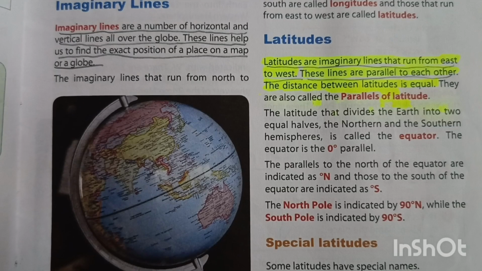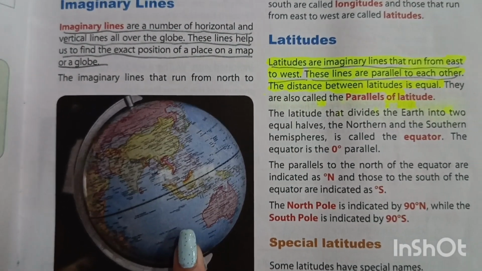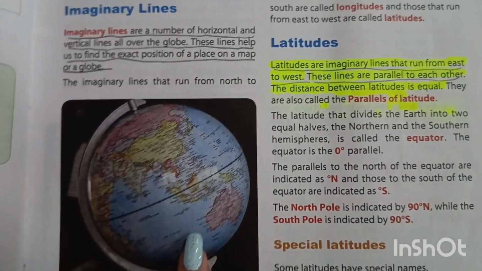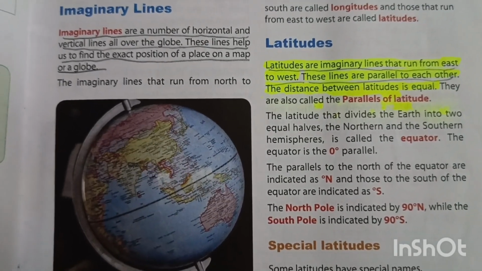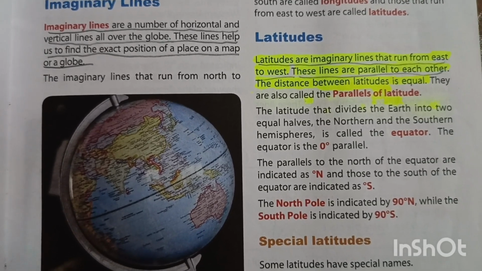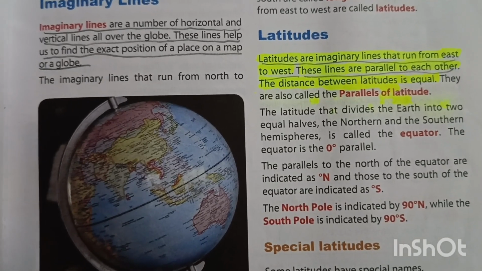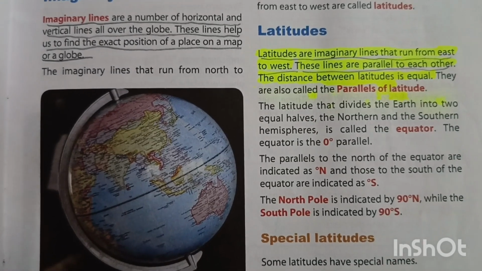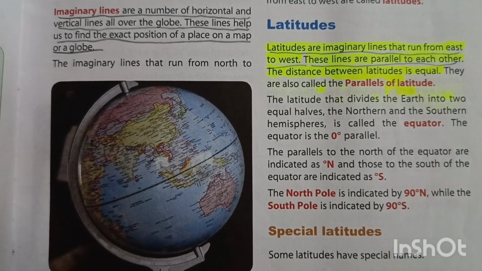Now, the latitude that divides the earth into two equal halves is known as the equator. Which two halves? Northern and southern hemisphere, right? The equator is the 0 degree parallel. The parallels to the north of the equator are indicated as N degree, which is north degree, and those to the south of the equator are indicated as S degree. The north pole is indicated by 90 degree N, while the south pole is indicated by 90 degree S.